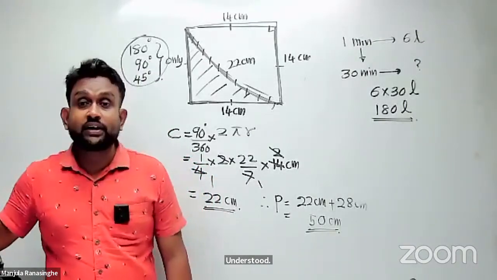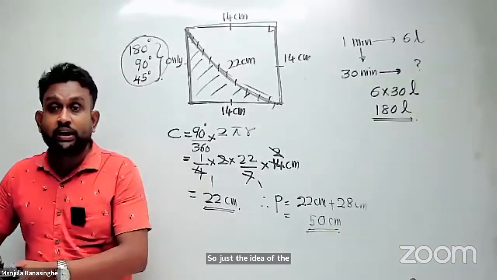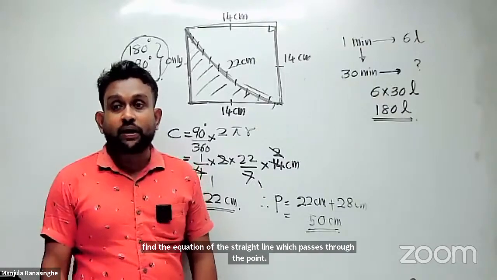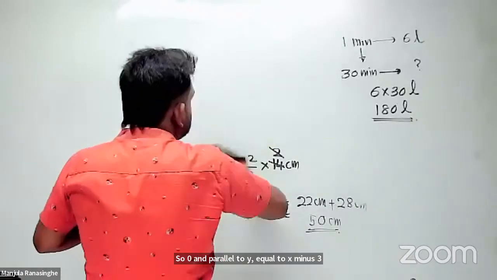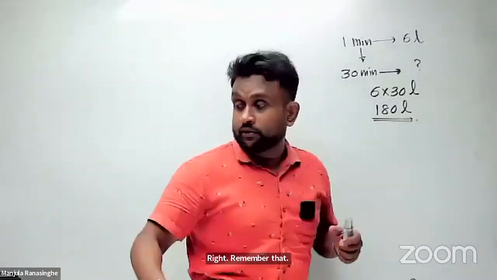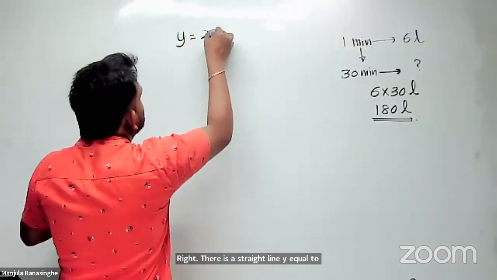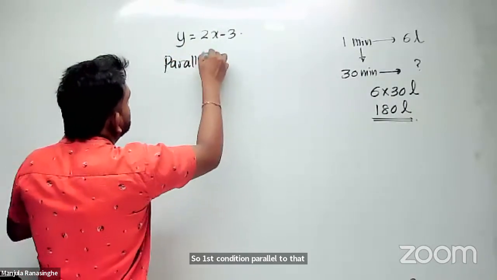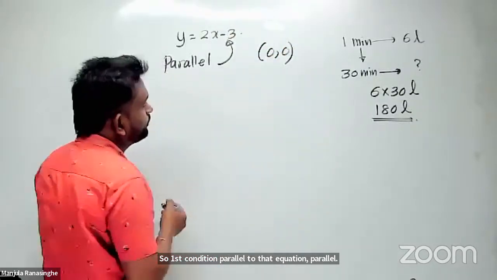So just the idea of the equation, right? Then find the equation of the straight line which passes through the point (0, 0) and is parallel to y equals 2x minus 3. Remember that here there are two conditions you need to know. There is a straight line y equals 2x minus 3. So the first condition is parallel to the above equation, as well as it passing through (0, 0).